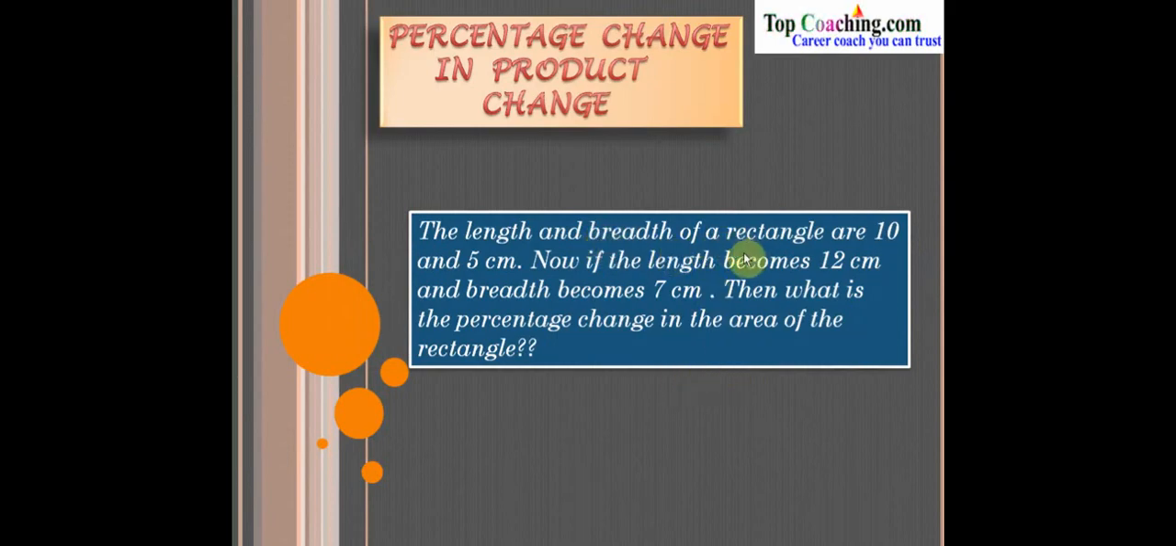The length and breadth of a rectangle are 10 cm and 5 cm. Now if the length becomes 12 cm and the breadth becomes 7 cm, then what is the percentage change in the area of the rectangle? So let us say that we have a rectangle such that the length is equal to 10 centimeters and the breadth is 5 centimeters. Now it so happens that the length becomes 12 centimeters and the breadth becomes 7 centimeters. There is an increase in the length as well as the breadth. We have to find out the percentage change in the area of the rectangle. Let's try to understand it.